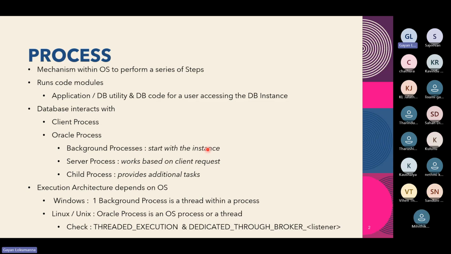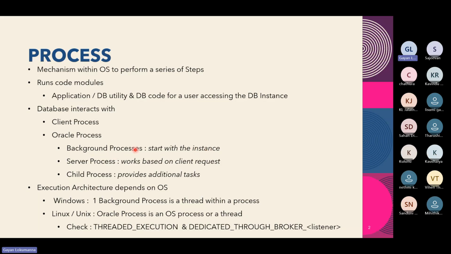So when you start your database, last time we discussed the SGA. Apart from the SGA, there is another set of components that you will find within the instance. Those are called the background processors. These background processors get started along with the instance startup, so they are kind of attached to the instance. And then we also have something called a server process, or server processors, that will directly cater to the client process that I was talking about.